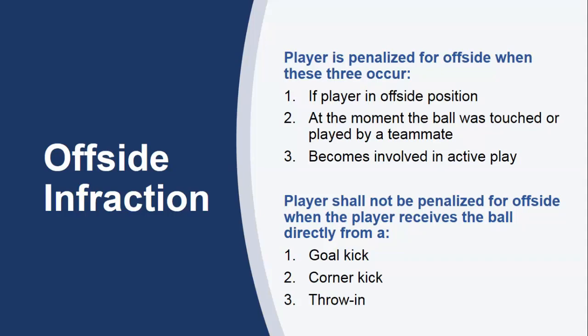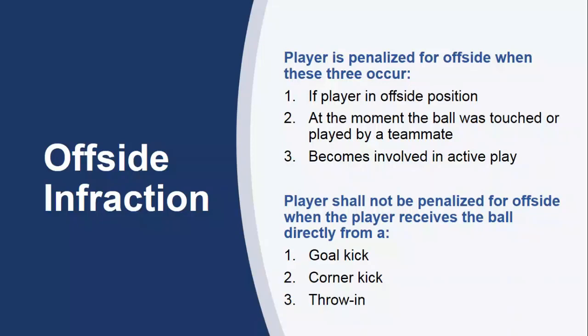So then we move on to, you've determined that the player is in an offside position. What happens next? You're going to penalize them for offside when these occur. First, they are in the offside position, that's check one. At the moment the ball was touched and played by a teammate, they were in that offside position. And then they become involved in active play. The player shall not be penalized for offside when they receive the ball directly from a goal kick, corner kick, or throw in. Remember those, because you will inevitably at one point in time have to remember, yes, they were in position, but they received it from a throw in, or from a goal kick. And if they receive the ball directly from that corner kick, as soon as it touches somebody else, then you reset your offside line.